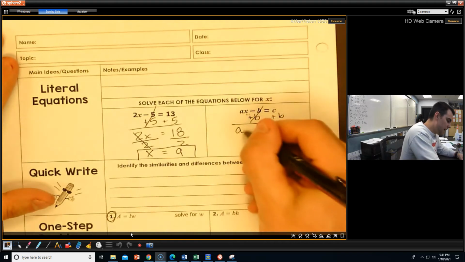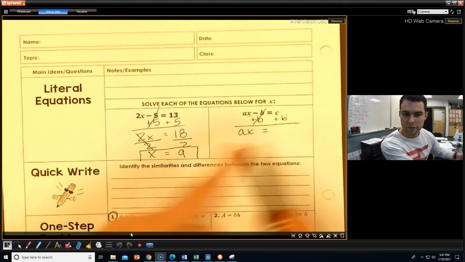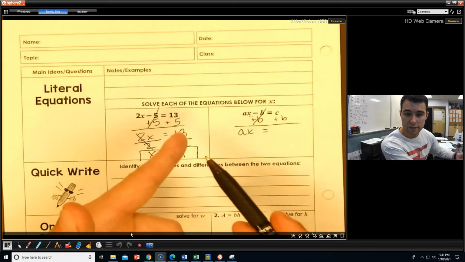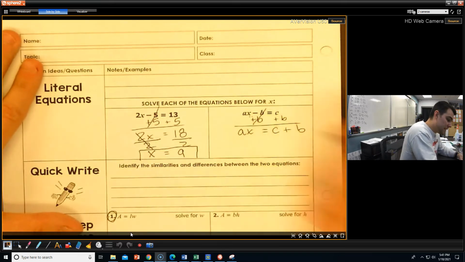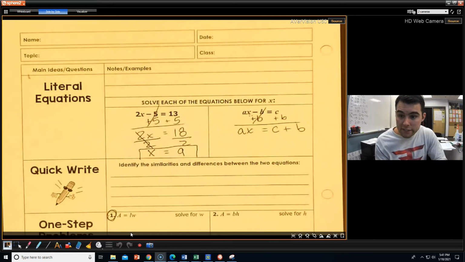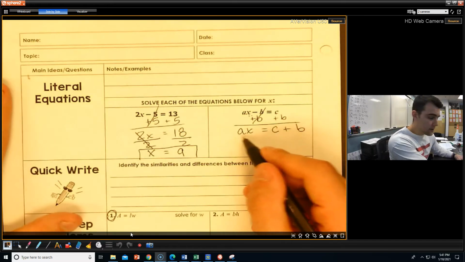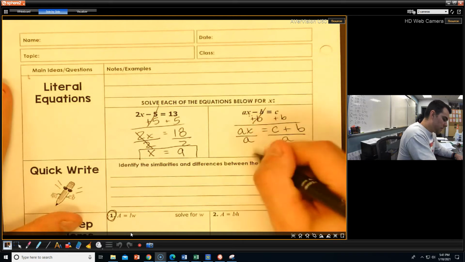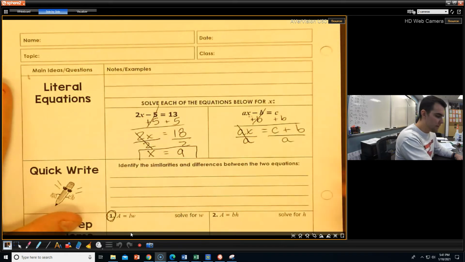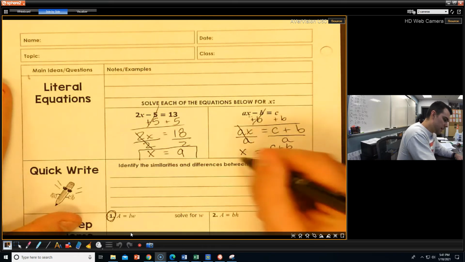I'm left with ax is equal to, well, I can't do it like I did with 13 plus 5. We know 13 plus 5 is 18. C plus b, they're not like terms. I can't combine them, so I have to write them like this: c plus b. And that's fine, okay? The last thing I have to do is divide both sides by a, because I'm multiplying by a, and so those will cancel. I'll be left with x is equal to c plus b divided by a.